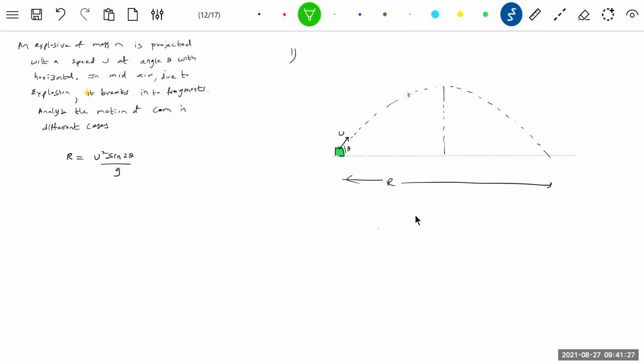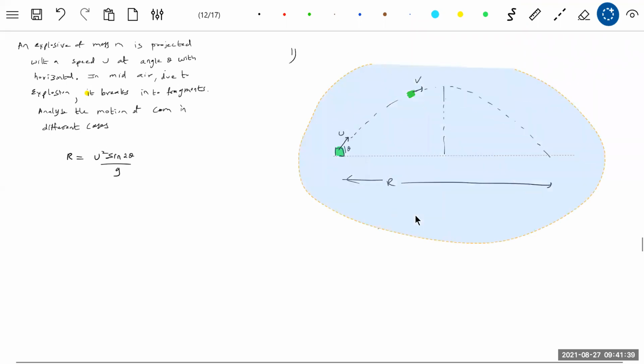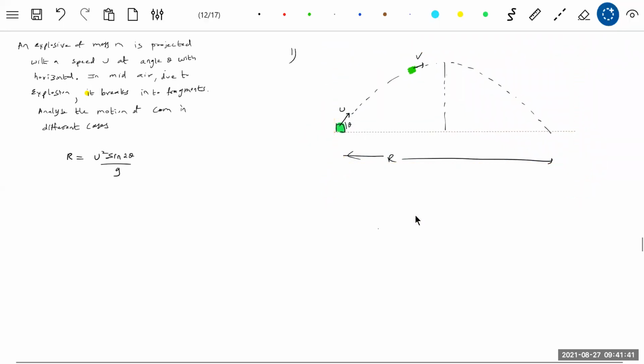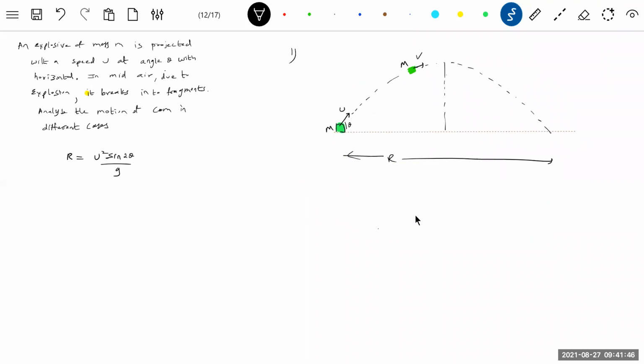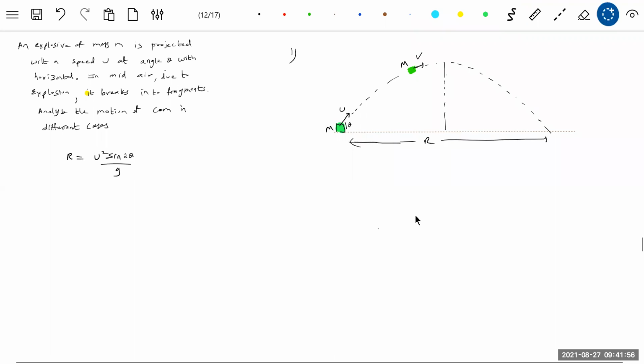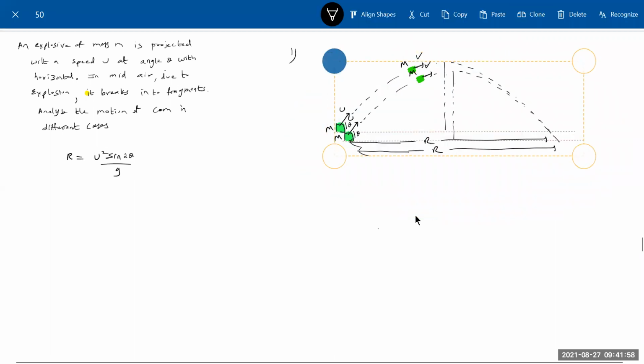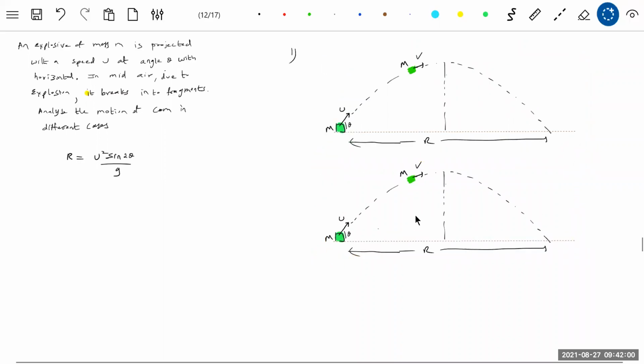Okay, somewhere in the mid-air, here we'll take it. Here definitely it will have some velocity. And due to explosion, what will happen? It cannot have the same speed. I think you know projectile motion now. So let's analyze like this. In mid-air the explosion will occur. I'll take help of diagrams, so it'll be easy to express that idea.